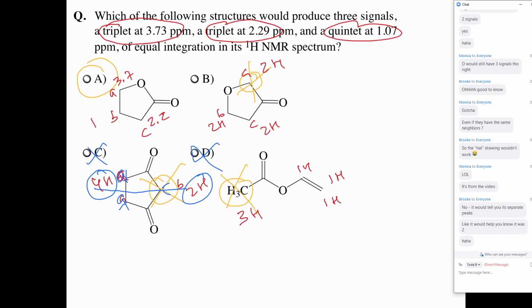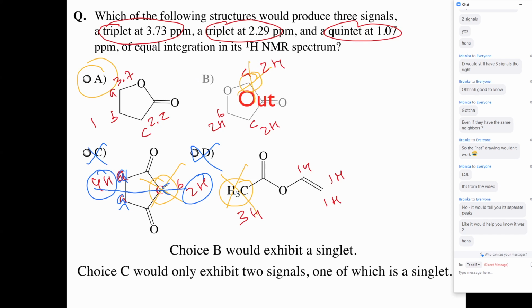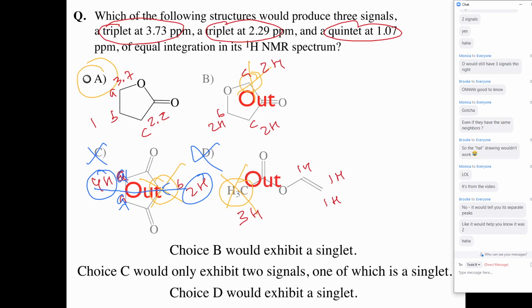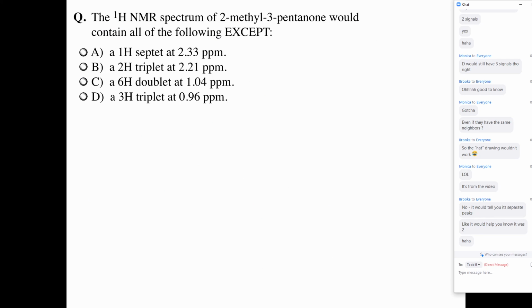Okay, pounding through. I went with the everything's a singlet. B is a singlet, so it's out. C is two signals, one of which is a singlet, so it's out. And then B, singlet, and unequal number. So A is your only choice. I'm going to throw a couple more, and then we'll get into what everybody submitted.